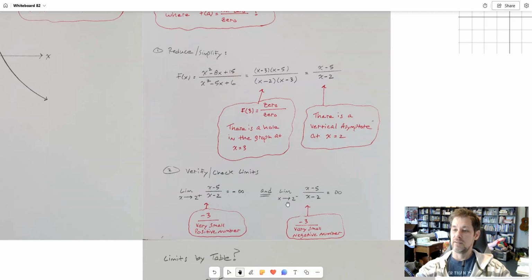For this other limit, the limit as x goes to 2 from the left, this same thing will look like a number that's about -3 over a very small negative number. Give me an example of a number left of 2, very close to 2, but left of it. Say 1.9999 or something. Then that's about what you're going to get. You'll get about -3 up here, and 1.9999 minus 2 is a very small negative number. A negative by a negative is a positive. It suggests positive infinity. Okay, so there are your limits.